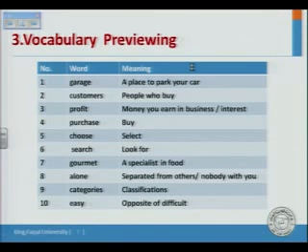Categories means classifications or divisions. And the last one is easy. So easy is the opposite of difficult. So easy. Okay? Let's have practice on them here.